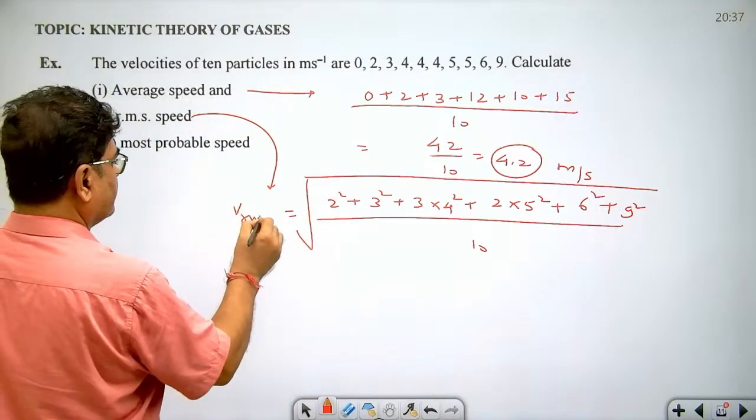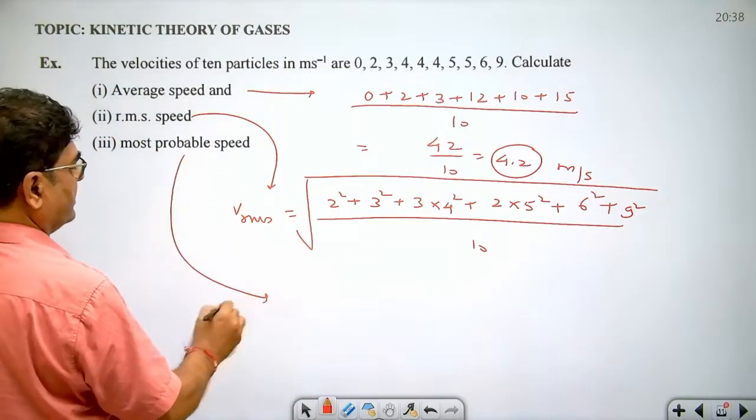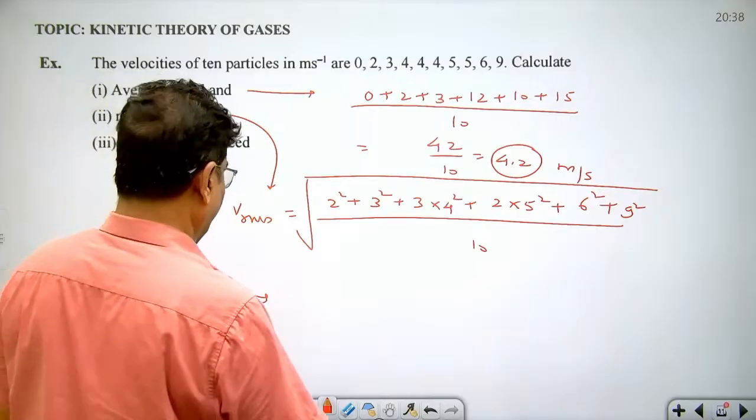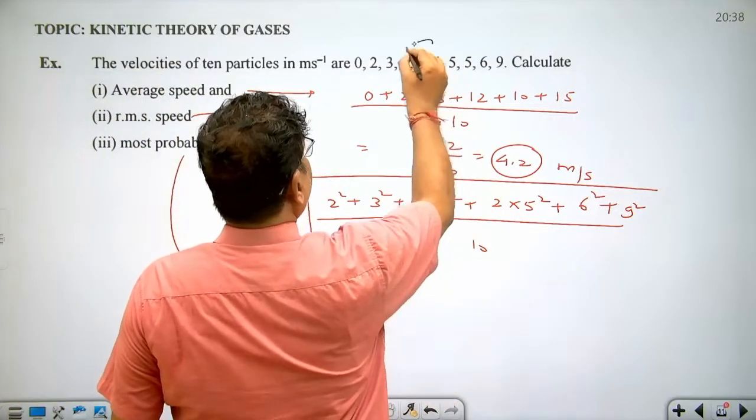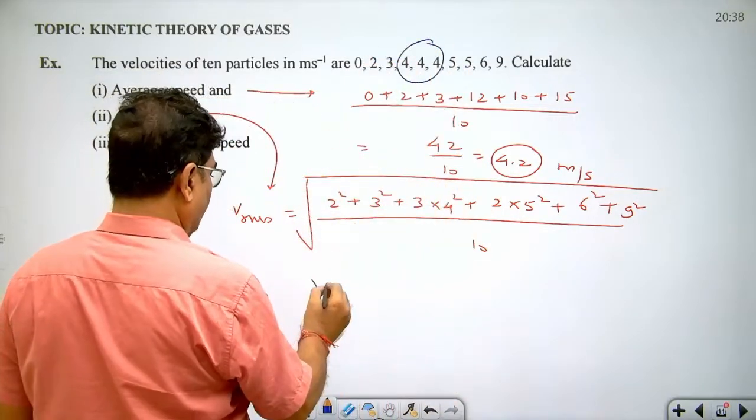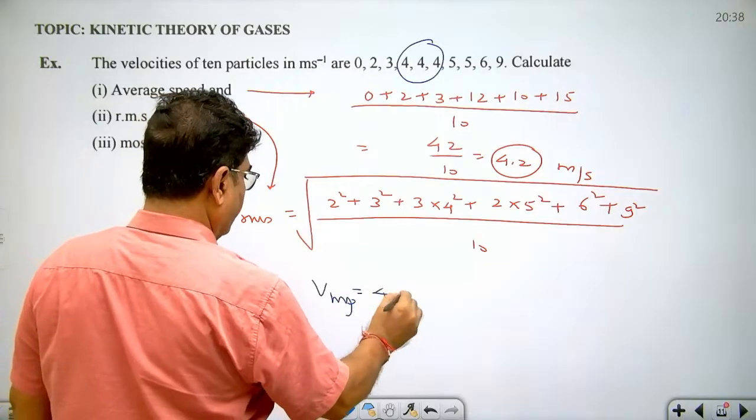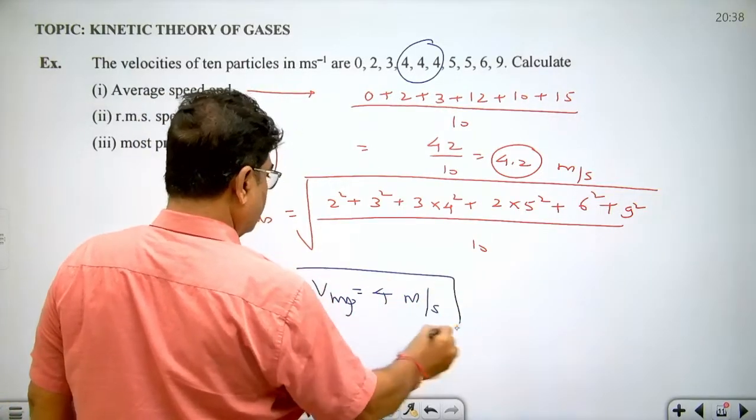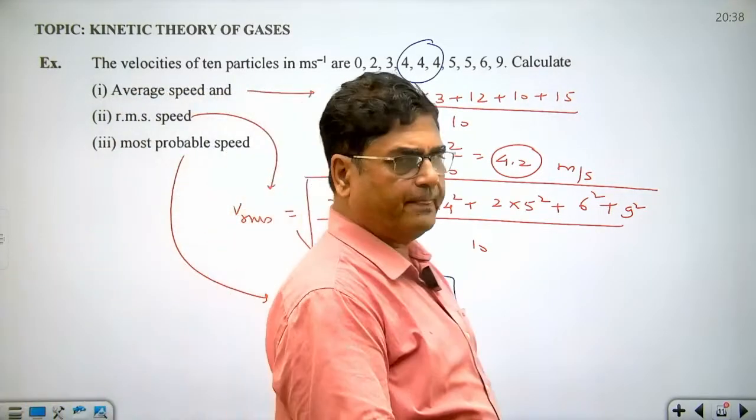This is the RMS speed. And what is the most probable speed? Directly, it is the speed possessed by the maximum number of molecules. See, this is the case: 3 molecules are having speed 4. So the most probable speed is 4 meter per second. So this is the answer to our problem.